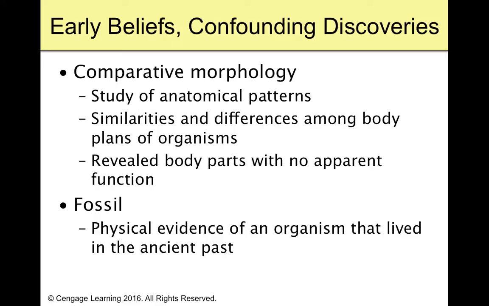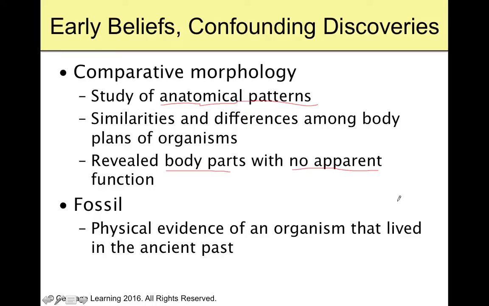That's our question. So some other things that we looked at, and this has been riddled with problems, but we won't pick on it too much, is comparative morphology. And that's the study of anatomical patterns. For example, we just looked at those three birds. Long legs, wings that don't fly, long necks. Why do they look like this? Why are there similarities and differences among these body plans? And are there body parts that don't really have much function?